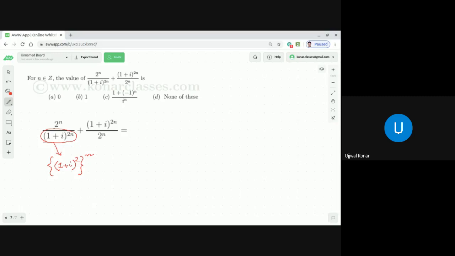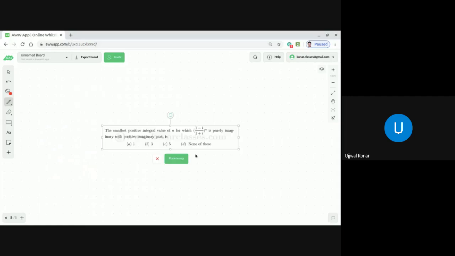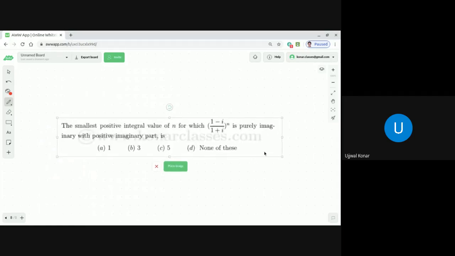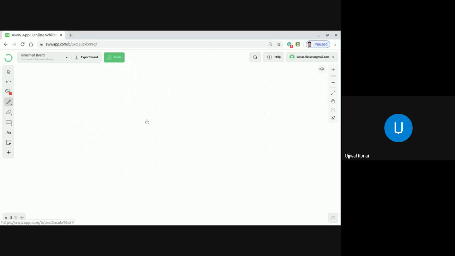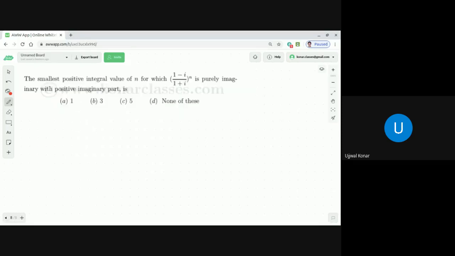Now, meanwhile, let me discuss another good question with you, and I want all of you to solve it. I hope all of you got the idea, right? So the next question is this: the smallest positive integral value of n so that ((1 - i)/(1 + i))^n is purely imaginary with positive imaginary part.